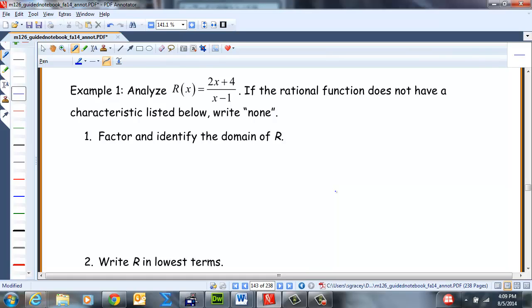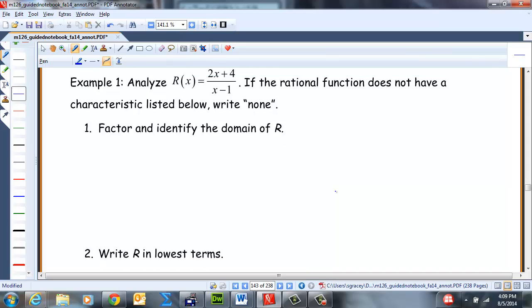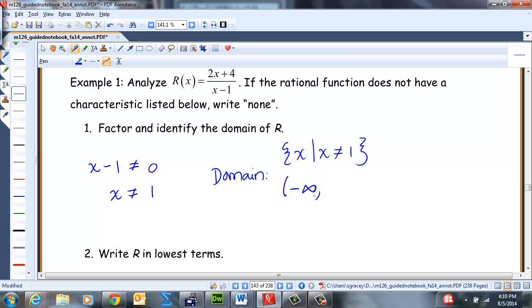All right, so factor and identify the domain of r. Here we go. What I mean by factor in this instruction is factoring the denominator. The denominator is already simplified. So we want to figure out when it's 0, because any x values that yield a 0 denominator must be excluded. So the domain of r will be, in set notation, x such that x is not equal to 1, and in interval notation, negative infinity to 1 union 1 to infinity. So we're excluding 1 by having parentheses around it.